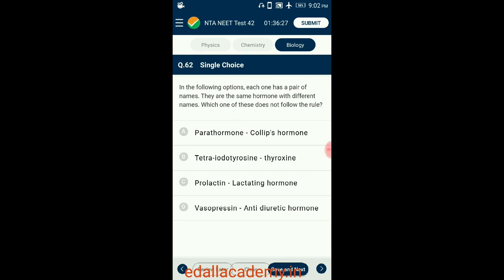The thyroid gland produces two hormones, triiodothyronine T3 and tetraiodothyronine T4. Since a major portion of the hormone produced is T4, it is called thyroxine. In the option, note the spelling. It is written tetraiodotyrosine. It should have been tetraiodothyroxine. So the answer for this question is option B, tetraiodotyrosine thyroxine. So the correct option is B.